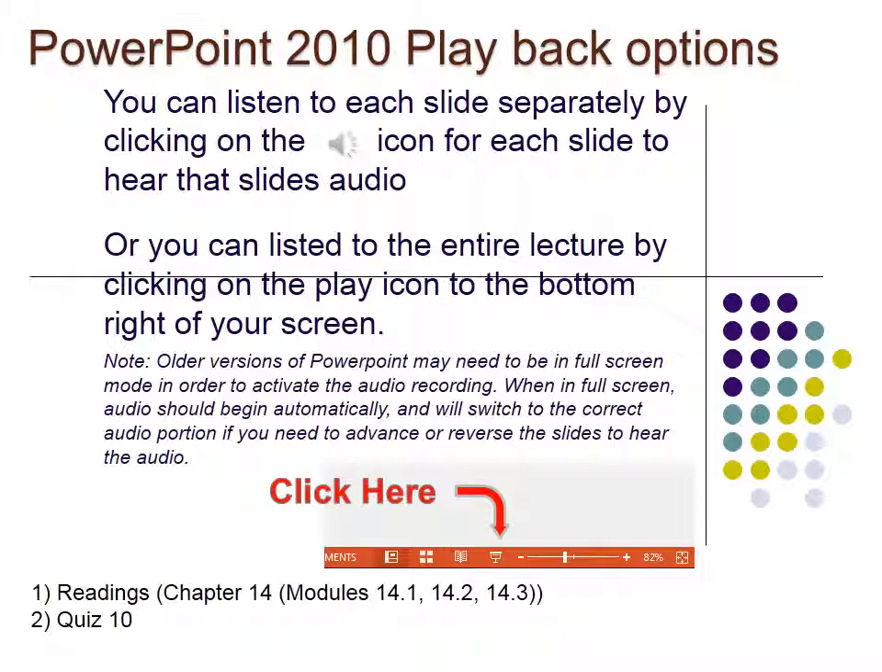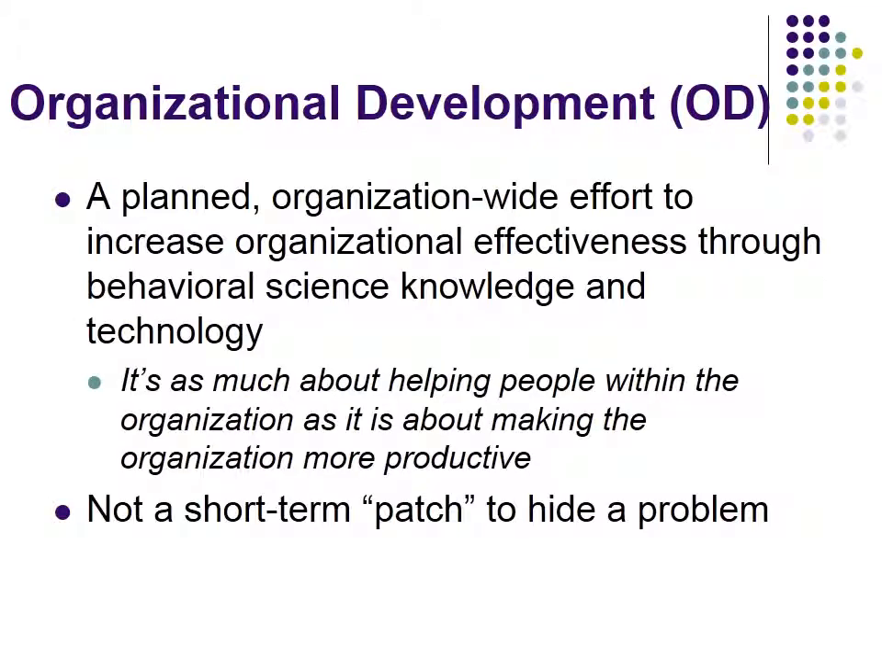We're now going to talk specifically about developing organizations, and we're going to talk briefly about the field of industrial organizational psychology that is organizational development. So organizational development is a planned, organization-wide effort to increase organizational effectiveness through behavioral science knowledge and technology. Again, one of those definitions that's very highly packed. One of the key things is this is an organization-wide effort.